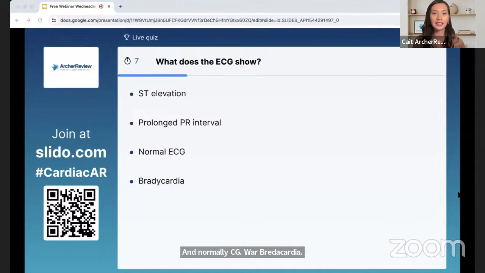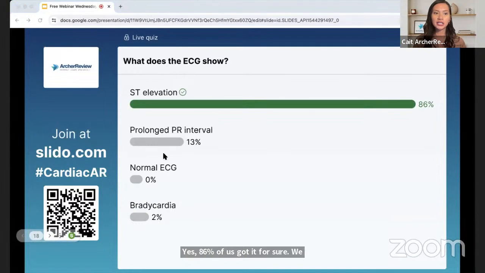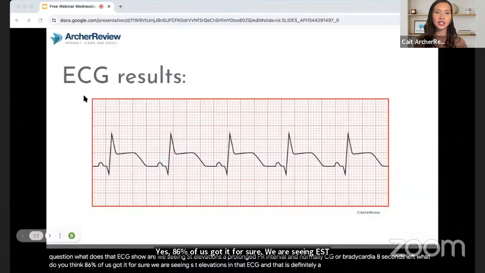Hmm. 8 seconds left. What do you think? Yes, 86% of us got it for sure. We are seeing ST elevations in that ECG, and that is definitely a concern.